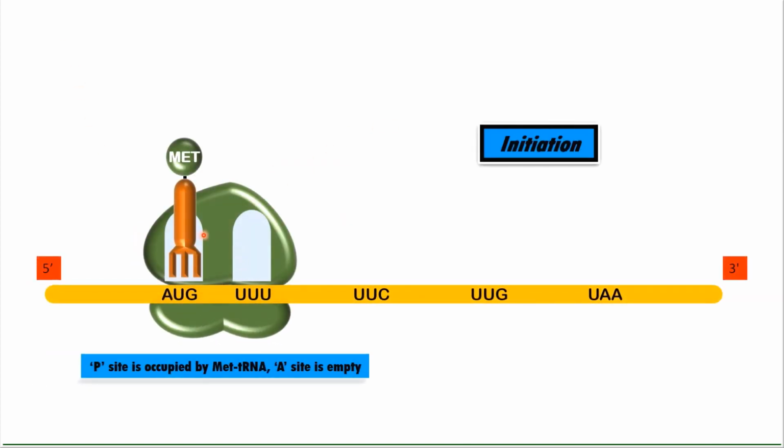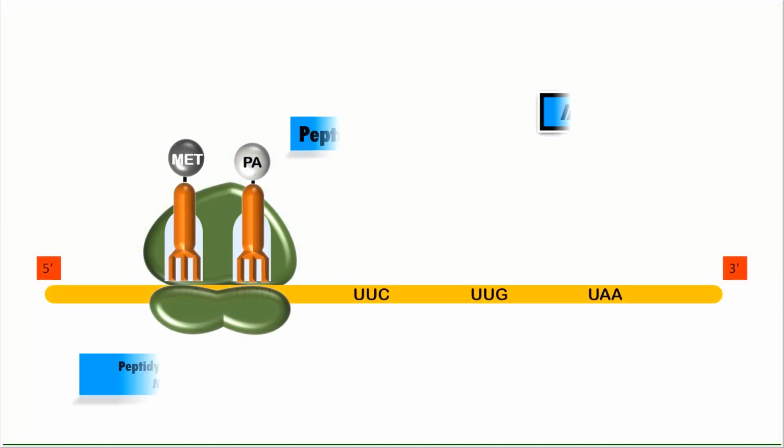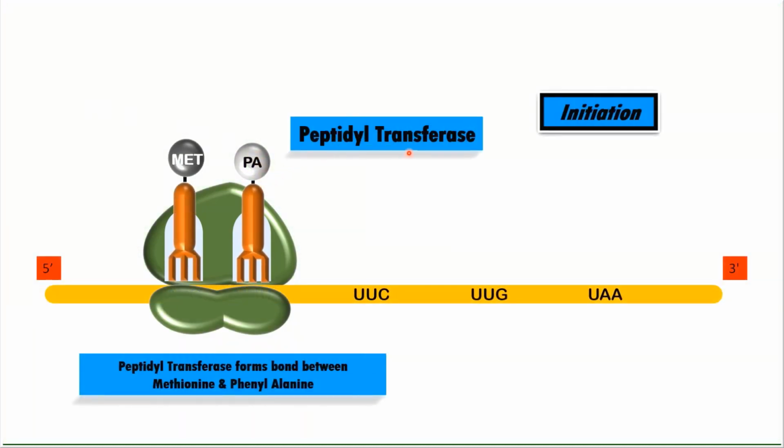Now students, if you see carefully, this P site is occupied by methionine tRNA and this A site is vacant. What will happen further? The A site is occupied by the tRNA attached to phenylalanine. We know that AUG codes for methionine and UUU codes for phenylalanine, so the tRNA attached to phenylalanine will come and bind to the A site. Now we have the role of peptidyl transferase. As the name says, this enzyme forms the peptide bond between amino acids. It will form a bond between methionine and phenylalanine.